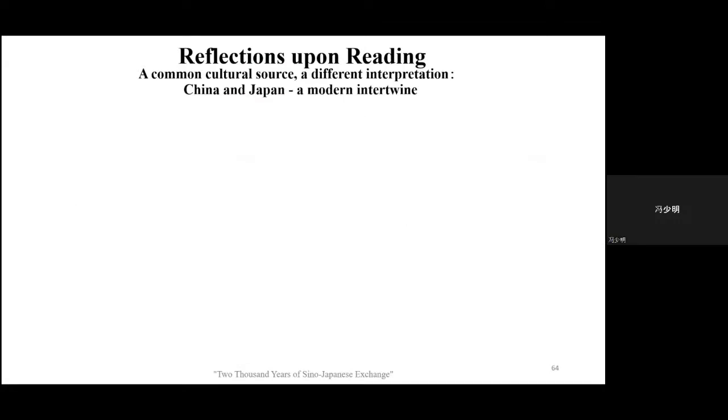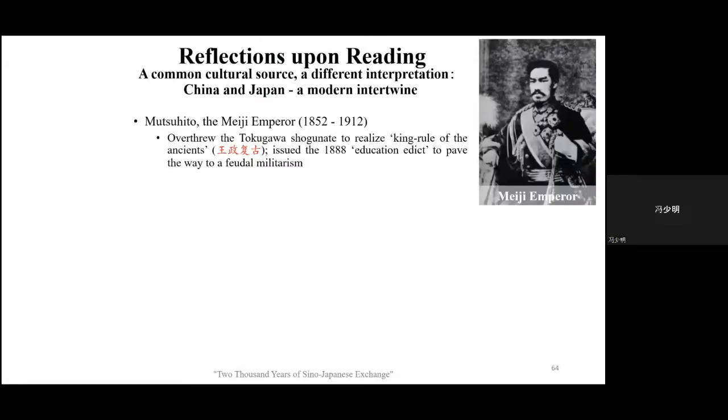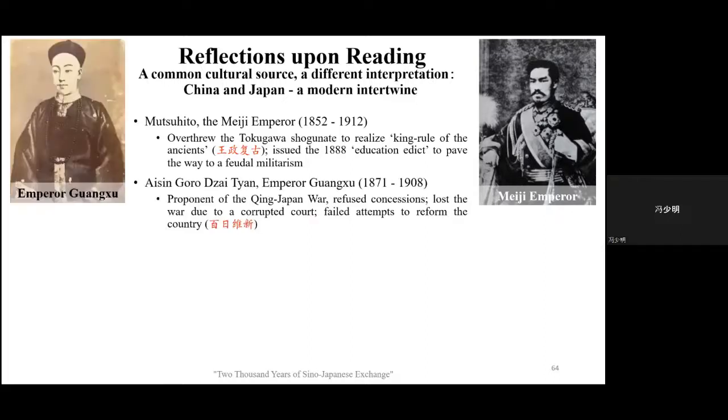So, a common cultural source, but a different interpretation. This is the modern relationship between the two countries. Mutsuhito overthrew the Tokugawa shogunate to realize the king's rule, right? And this is actually learning from the Chinese ancient texts.